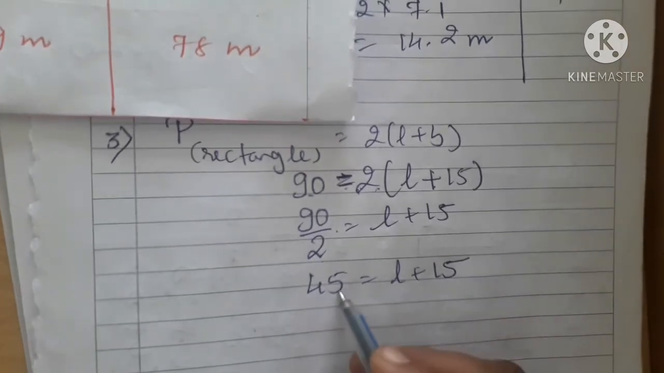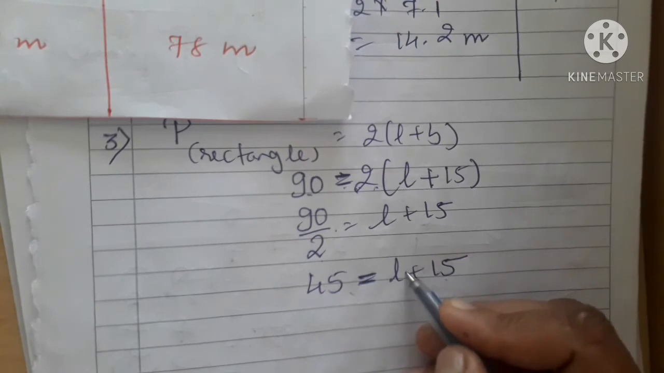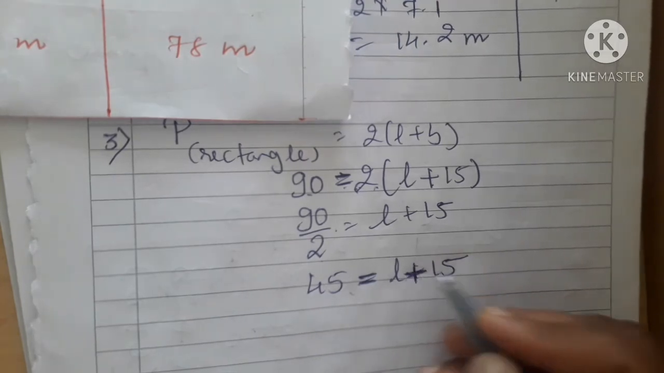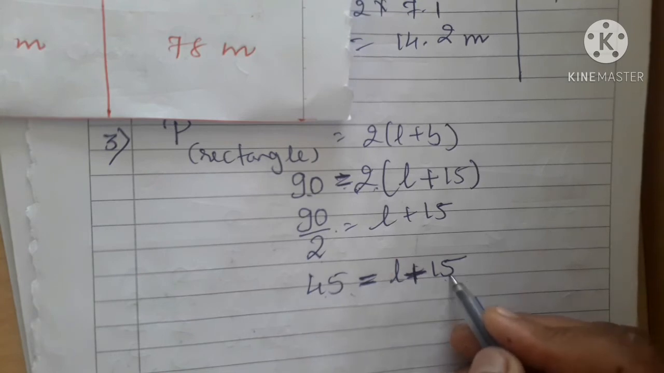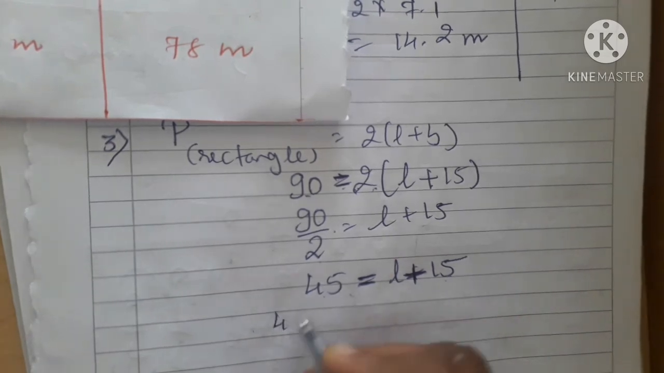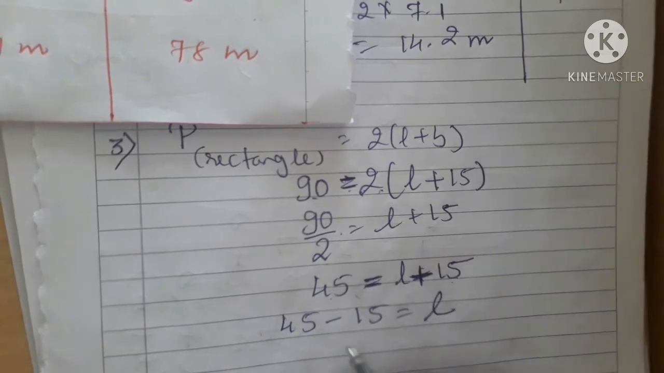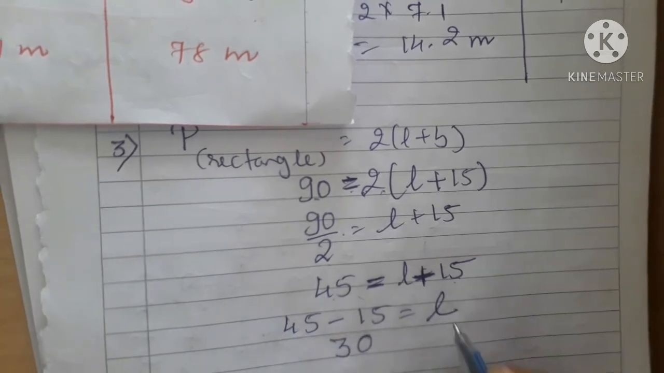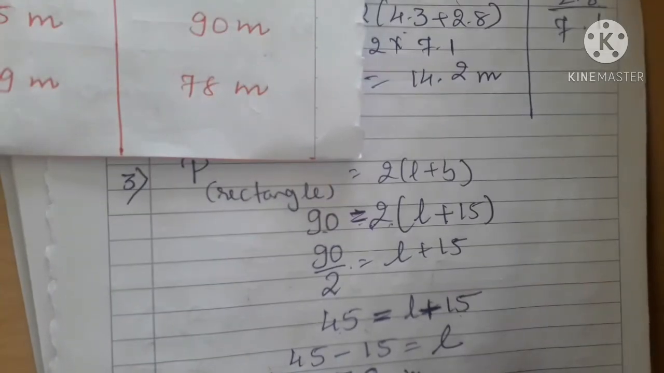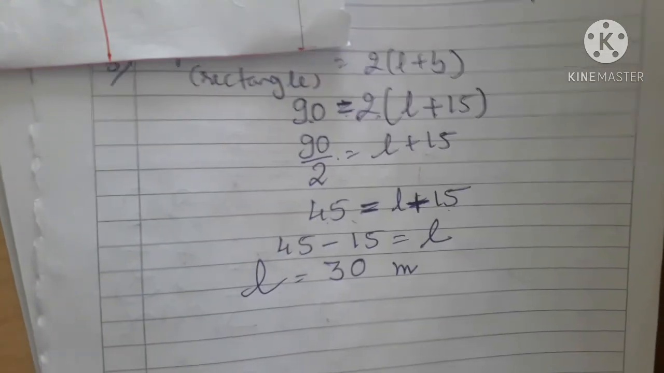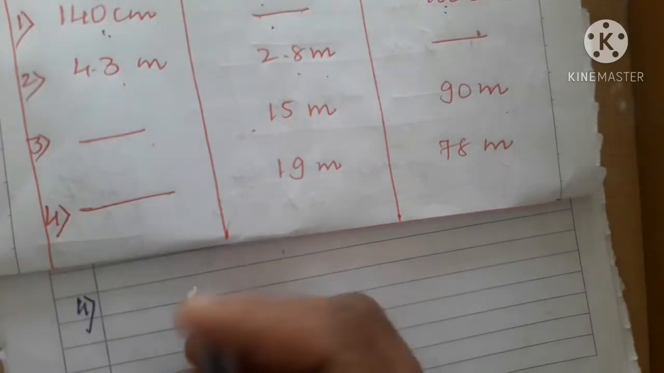Now again you can see that the numbers are on the opposite side of equal to, and this is plus sign. So when you bring it on the opposite side, then plus will become minus. So here you will have 45 minus 15, that is equal to L. So what is this answer? Length is 30 meter. Is it okay? Now come to the last question.